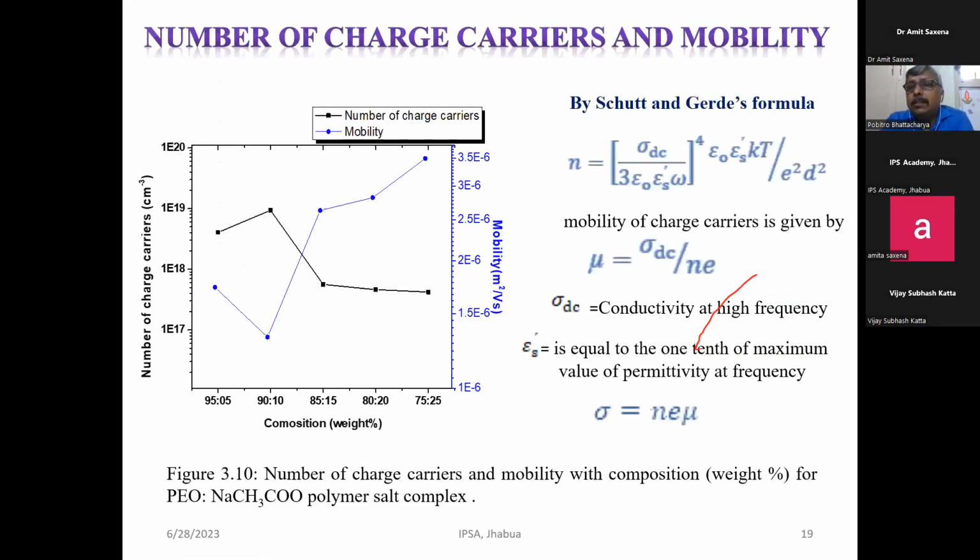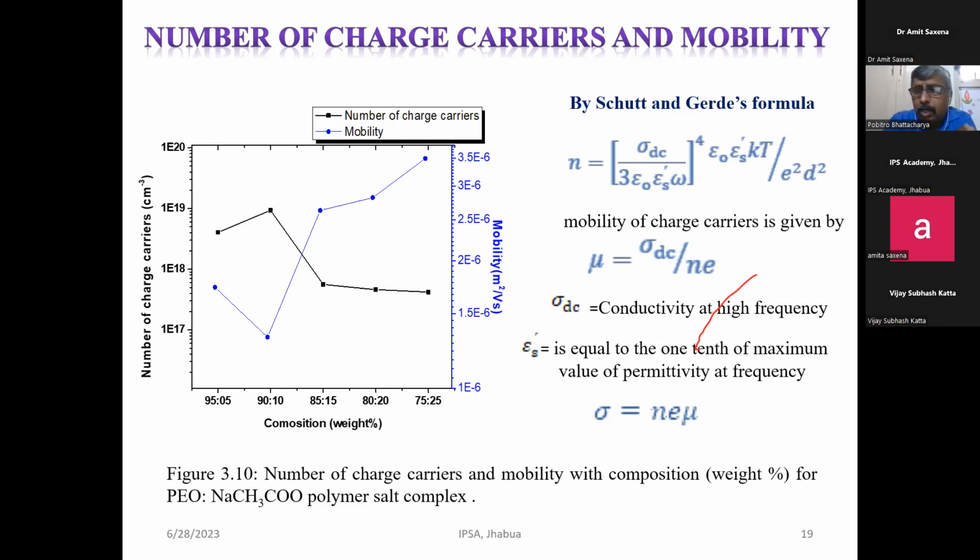The number of charge carriers. Earlier in one of the slides, I said that it is the mobility, it is the number of charge carriers. These two are the important parameters. And therefore, one must try to calculate N and mu. Unfortunately, there is no direct measurement of N or mu in the electrolyte system. And therefore, there are a variety of other formulas and indirect techniques, I would say, for calculating the mobility and number of charge carriers. One of the theories given by, difficult to pronounce, Schütt and Gerdes, is given here.